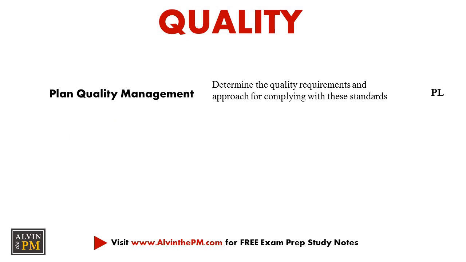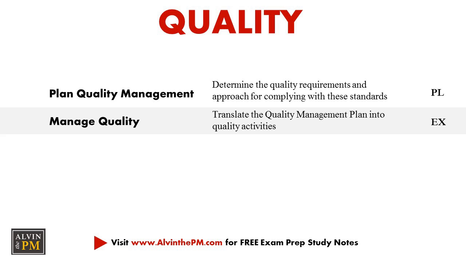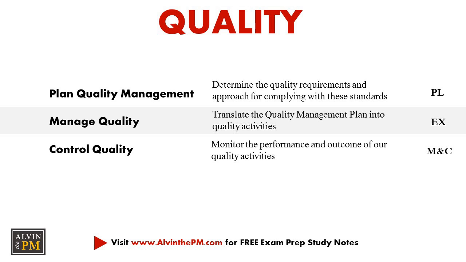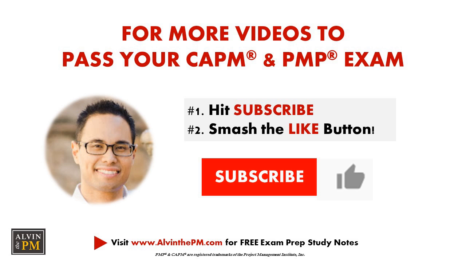Now, in the first process of plan quality management, we're determining the quality requirements and how we'll comply with these quality standards. In manage quality, we're translating our quality management plan into the activities and the work that we'll be performing to comply with our quality requirements. This step is primarily concerned with following the correct processes and meeting the correct quality standards. And lastly, we control quality by monitoring the performance of our quality activities and checking to see how well we are meeting the requirements.